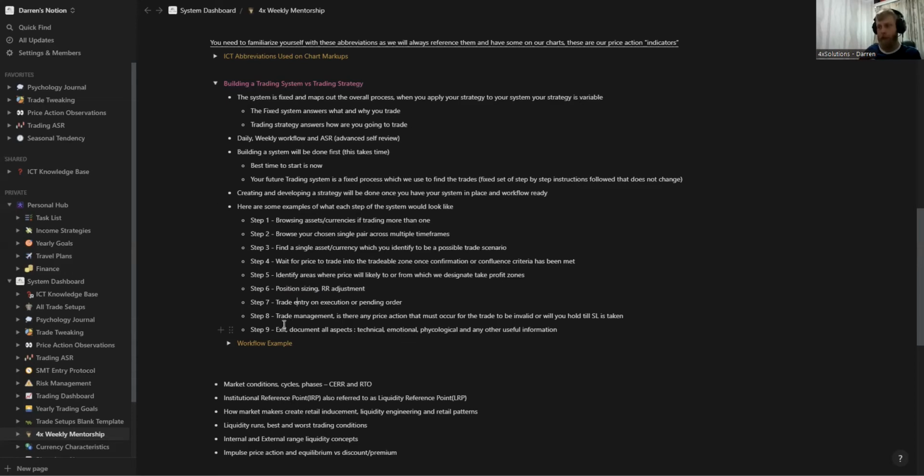So basically, step 8, continuing here, trade management. Is there any price action that must occur for the trade to be invalid, or will you hold till the stop loss is taken? Okay, so this is all part of that trade management aspect, which is part of step 8 in your system. Again, you'll get to the part where there's the strategy, but for now, step 8 would be the trade management. Step 9 would be, once the trade has exited, you're going to document all aspects.